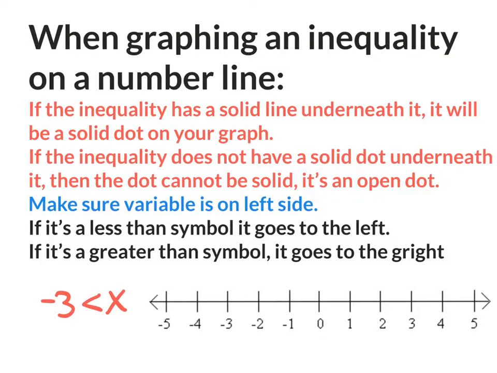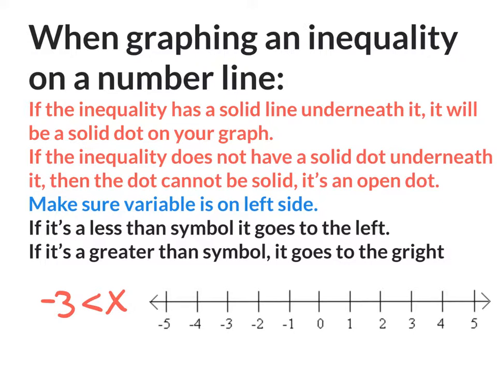Okay, so there's a lot of stuff written on this slide. Don't copy it all down. All right? Let's read it, let's understand it, and then copy what you need and shorten it, put it in your own words. So we're going to be graphing inequalities on a number line. And these are the tips that I give you. If the inequality has a solid line underneath it, it'll be a solid dot on your graph. And I'll explain why in a little bit. If the inequality does not have a solid line underneath it, then it's not going to be a solid dot. It's going to be an open dot.